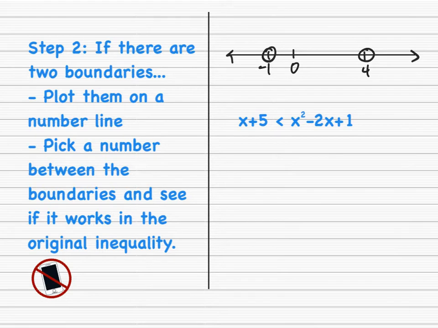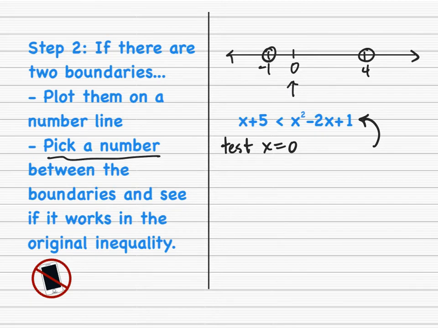What I'm going to do is pick a number that's between those two. The easiest one to pick right now is 0. Make sure you don't pick your boundary numbers. Make sure you pick something in between them, because your boundary numbers will be a little bit confusing. You're going to use that to test and see if it works. So test x equals 0 in this original inequality.